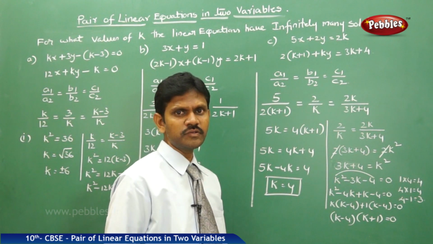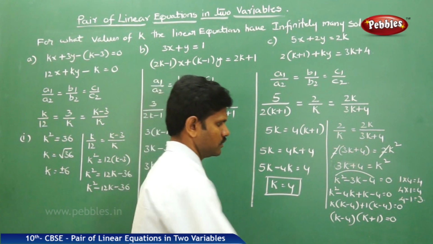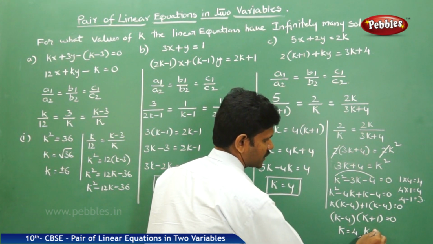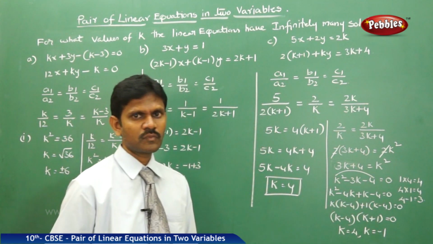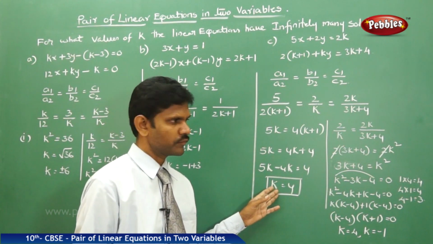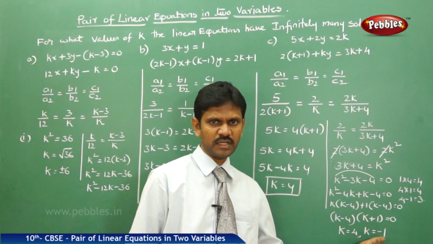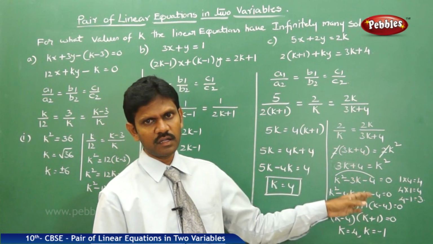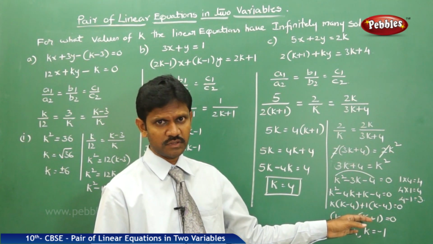Therefore, the values of K are K is equal to 4 or K is equal to minus 1. Please check with your first step, the K value we got was 4. From the second step, we got one more additional value, minus 1. Okay, you can consider either case 1 or case 2, any one as you like.